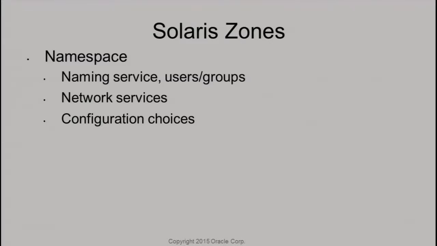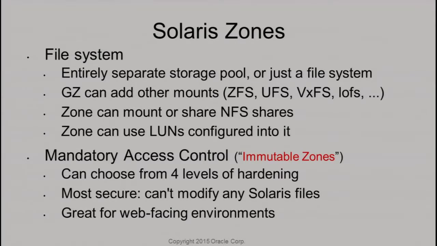Sorry about that. So as I mentioned in the beginning, namespace, we've gone over that quite a bit. Lots of file system choices for zones. So you can share data or have isolated data. That's your choice. You can make a zone read-only. So all the Solaris content itself cannot be modified, no matter what privileges you have in the zone. That prevents Trojan horses.